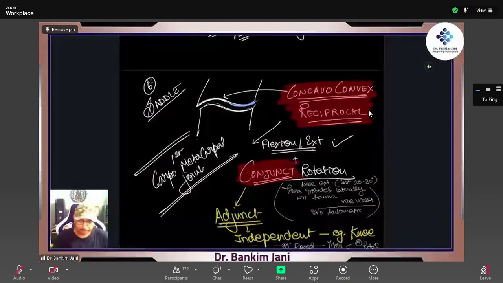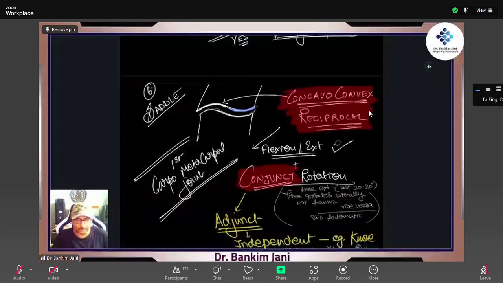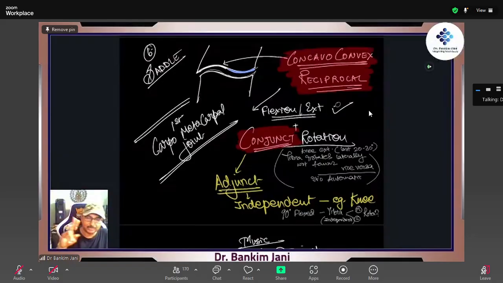That is concavo-convex. Now here we have to understand this one principle, which is the only principle which is a bit complex. What it really tells is that in the case of a saddle joint, you can have two types of movements. One is called the conjunct rotation, and the second is called the adjunct rotation. Both these movements occur together, one after the other. But in one full movement, both of them take part.